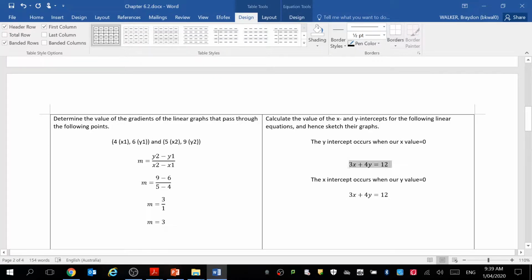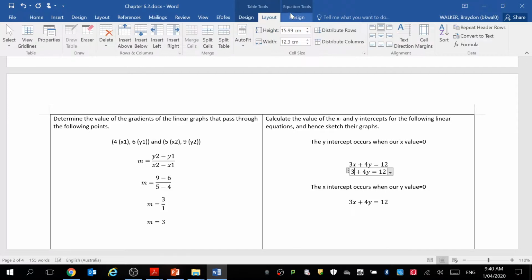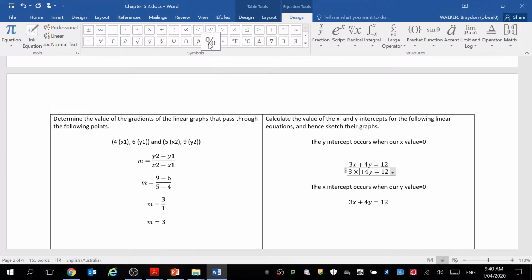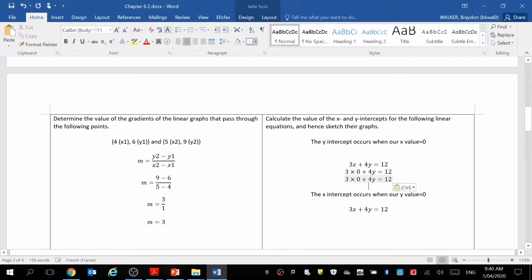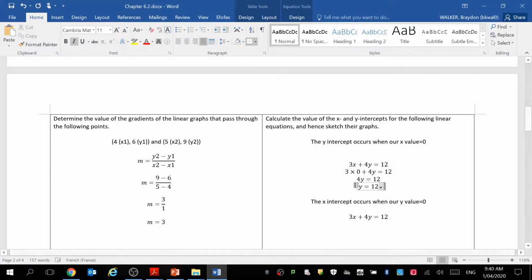So we have our equation here from the worked example. Substitute 0 in for x. Now 3 times 0 is 0, so 0 plus 4y is going to be 4y. That's going to leave us with y equals 12 over 4, and we're going to end up with y equal to a grand total of 3. Okay, so there's your y-intercept. It's equal to 3.